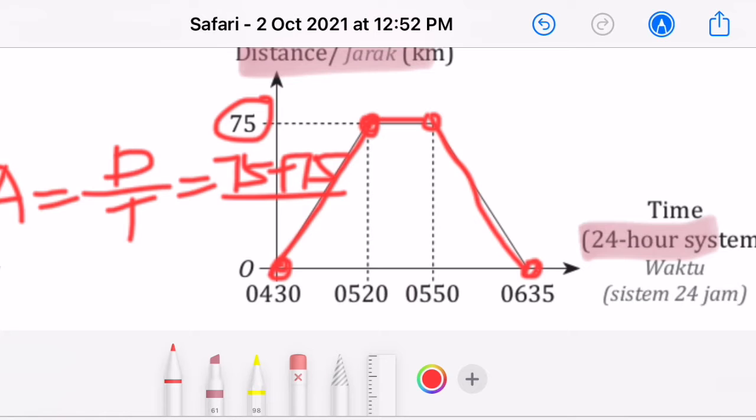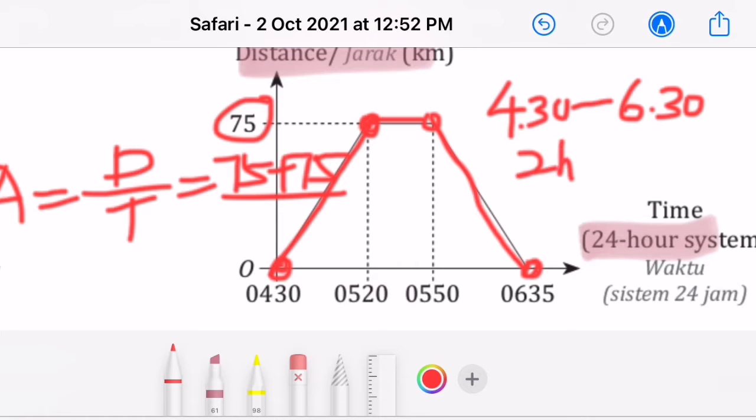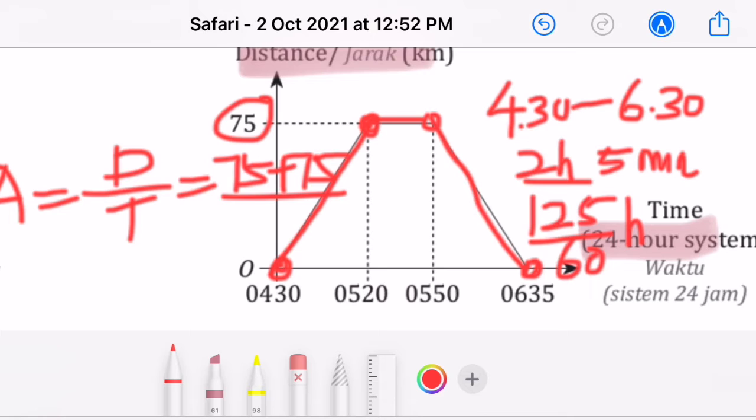Okay, 4:30 to 6:30 is 2 hours, right? And then another 5 minutes, so that's 2 hours and 5 minutes. Okay, so we have to convert to hours. That means we take 2 hours as 120 minutes. 120 plus 5 is 125, divided by 60 to convert to hours.